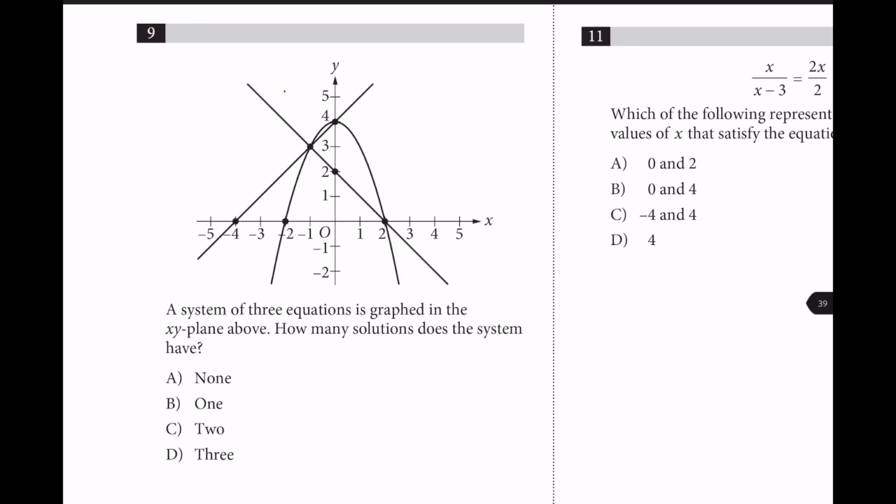In question 9, you have 3 different equations and you have to find the solution of the system. The solution is where all 3 of these equations meet, and that only happens at this point. Any other points are either an intercept or an intersection of only 2 of these equations. That's why the answer is B, 1.